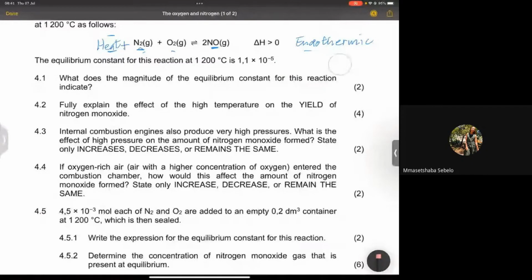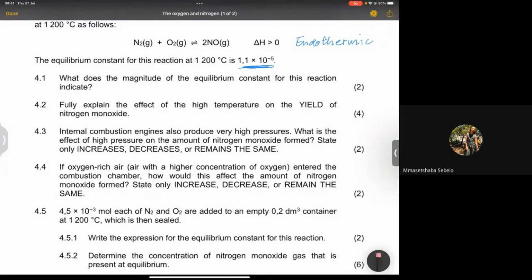So this reaction we know is an endothermic reaction. There are some things that I'm going to say as I continue. Right, now they ask, what is the magnitude of the equilibrium constant? Oh, sorry, I skipped a part. They say the equilibrium constant for this reaction at 1,200 degrees is 1.1 times 10 to the minus 5.